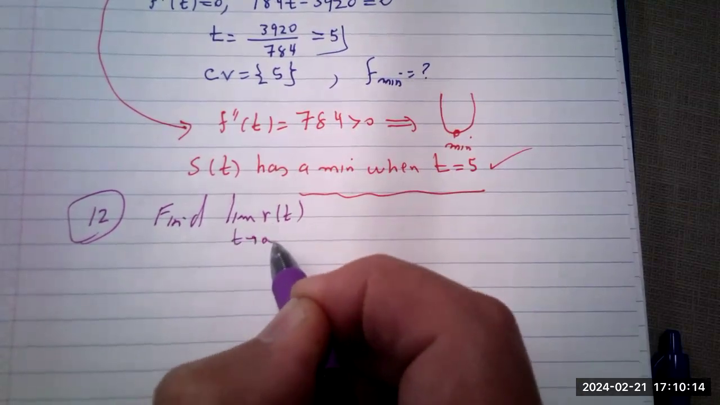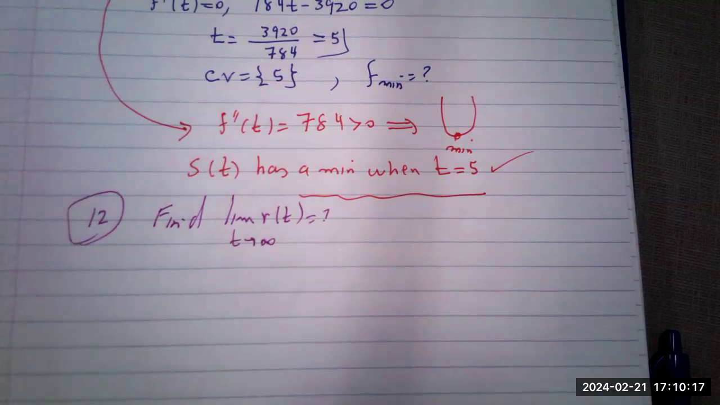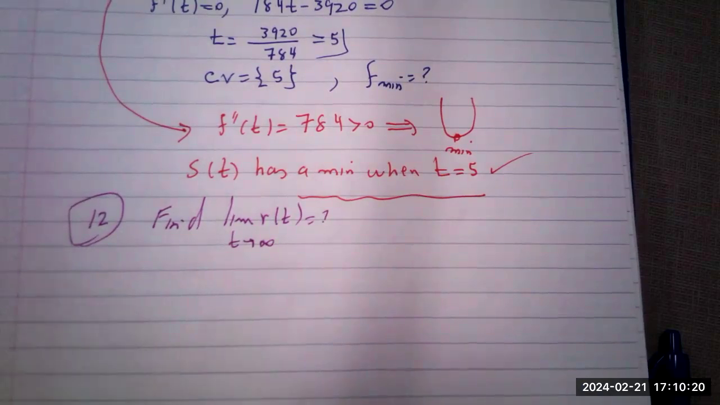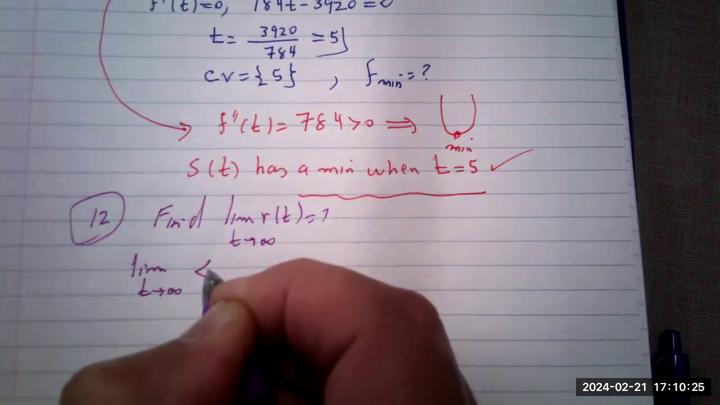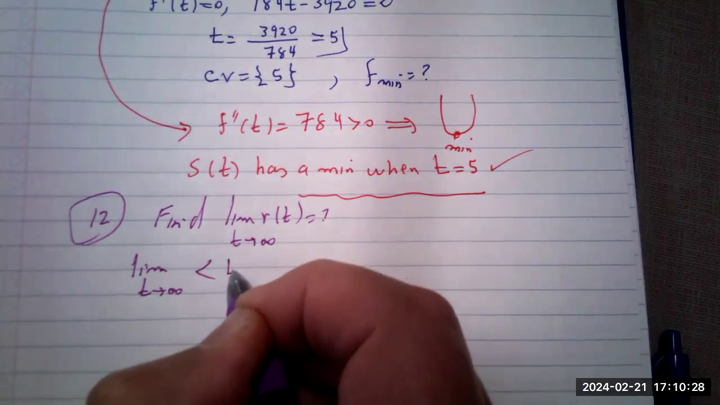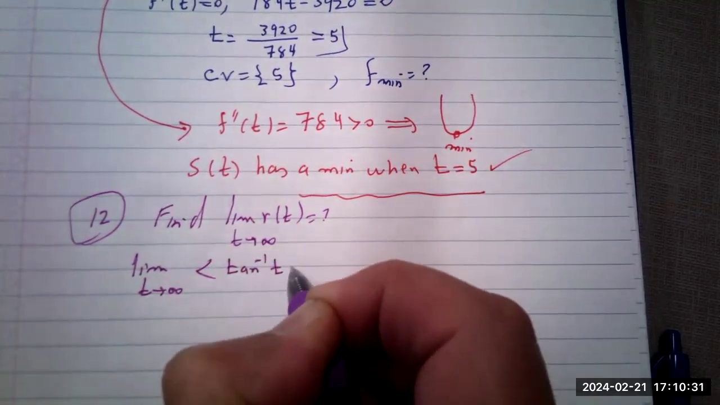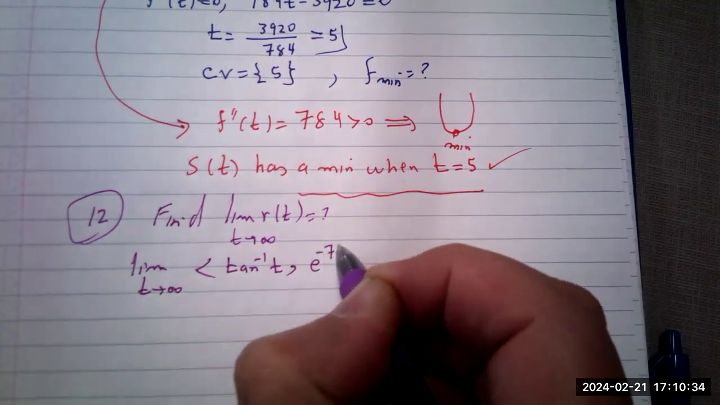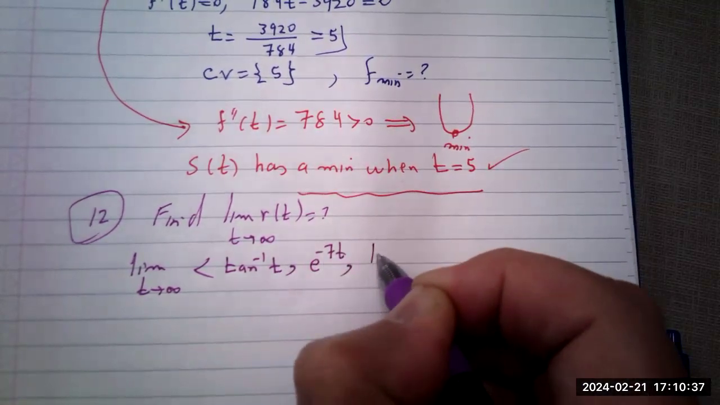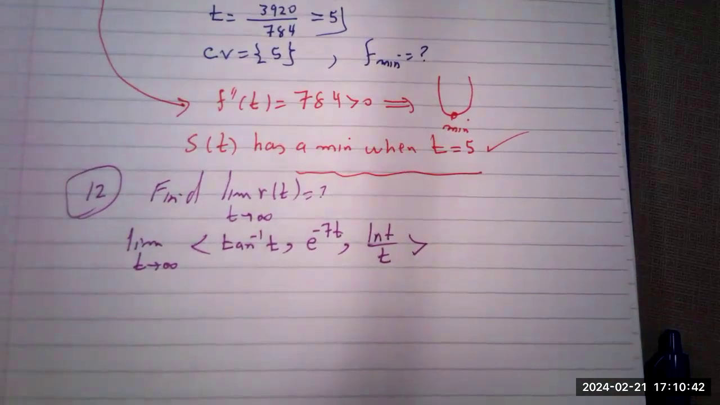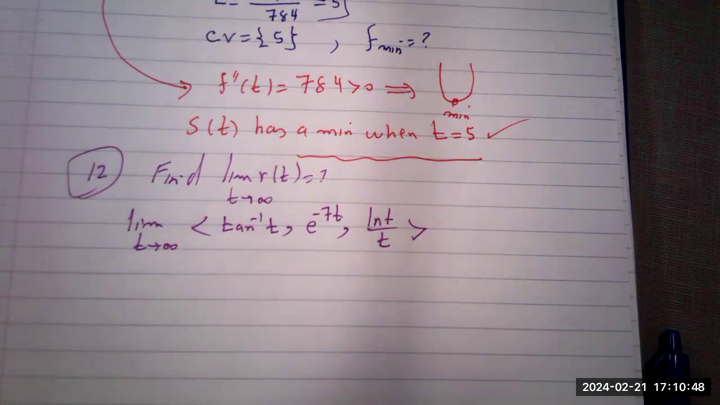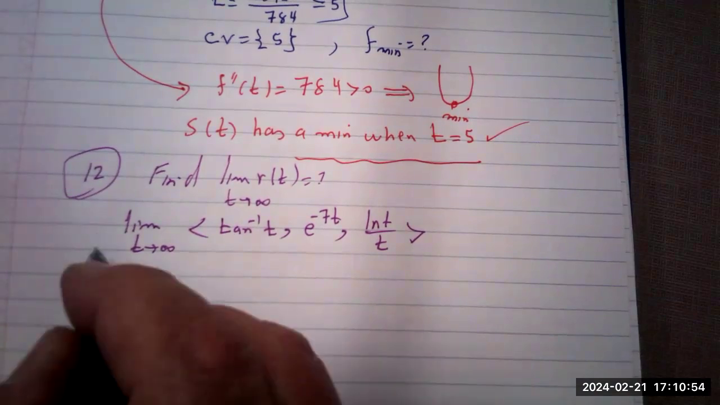Okay, in this case, t goes to infinity. So this is it, r of t. There is a misprint here. It must be a vector. So this is it: arc tan, which is the same as tan inverse of t, e to the negative 7t, and ln t over t. That's it. So we are going to find the limit of each component separately, one by one, and the result is going to be a vector. Okay, so you may have to use some theorems from calculus 1.